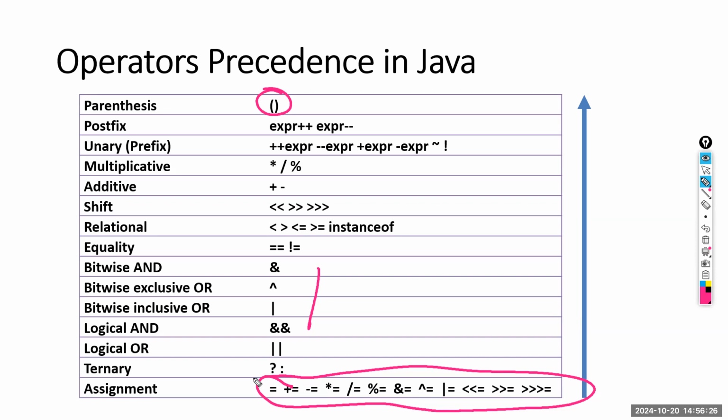Multiplication and division have higher priority than add and subtract. Brackets have the highest priority. The lowest priority is with assignment and arithmetic assignments. Sorry, not shift operators, the arithmetic assignment operators.